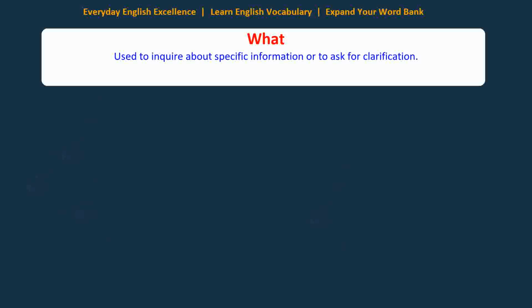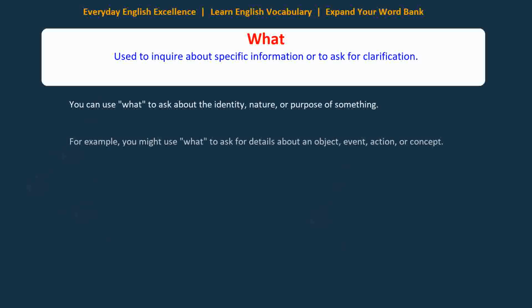What means used to inquire about specific information or to ask for clarification. You can use what to ask about the identity, nature, or purpose of something. For example, you might use what to ask for details about an object, event, action, or concept. In a sentence, you could say, "What is your favorite color?" to inquire about someone's preference.